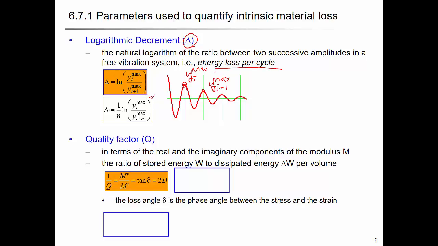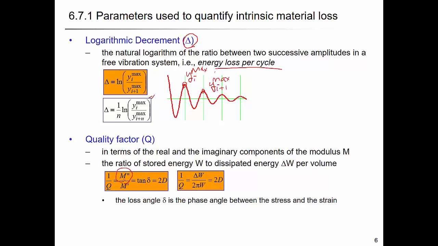And quality factor is another term, defined as the imaginary part of the modulus over the real part of the modulus. And that is also the same as the tangent delta, and you can mathematically derive that this quality factor is equal to 2 times the damping coefficient.